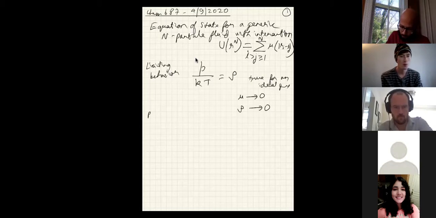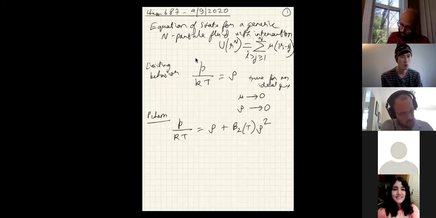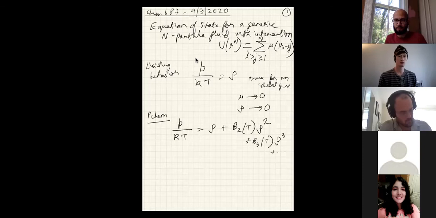And in PChem or in thermo, you have probably seen such corrections. The first one that you see looks like P by kT is equal to rho plus some correction term B2, which depends on temperature, multiplied by rho squared, and maybe some other correction term B3, which also depends on temperature, multiplied by rho cubed, and you could in fact have higher order corrections. So it's like a series expansion in rho. These terms are called the virial coefficients.